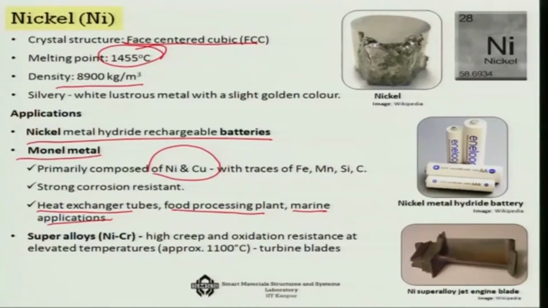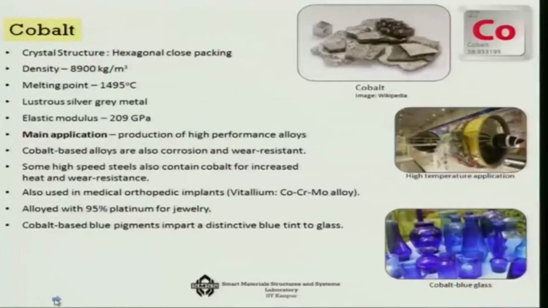Of course, the other use of nickel is in super alloys. Super alloys are used in jet engine blades, and for that you need a high creep and oxidation resistance at a high temperature like 1100 degrees centigrade, and there nickel chromium alloys work in a fantastic manner. So, these are the super alloys where nickel is basically used.